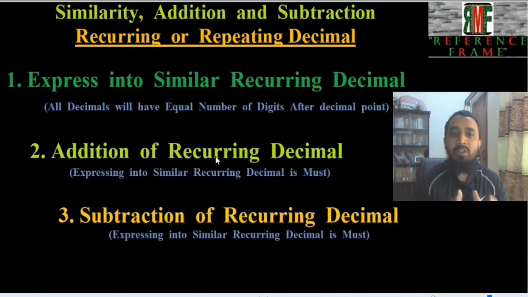I repeat, for doing addition and subtraction with recurring decimals, we must express them as similar recurring decimals. And what is a similar recurring decimal? They will contain an equal number of digits after the decimal point. So let us move on to the problem.